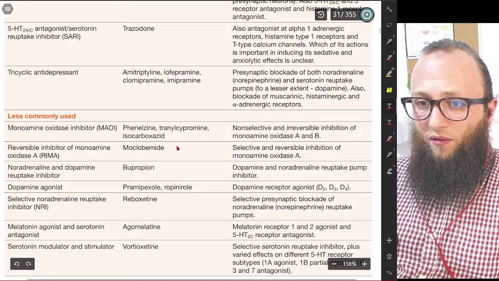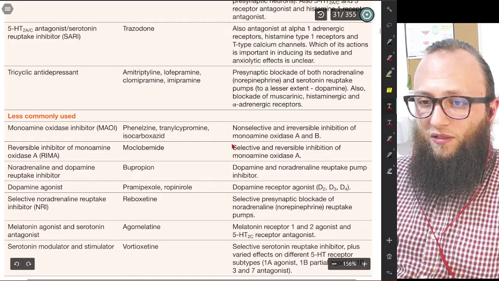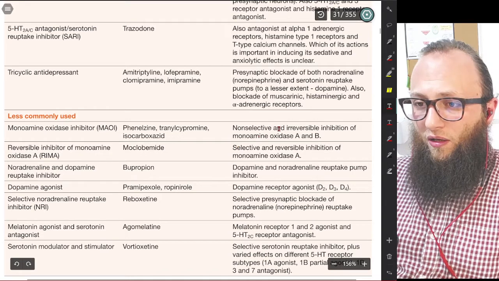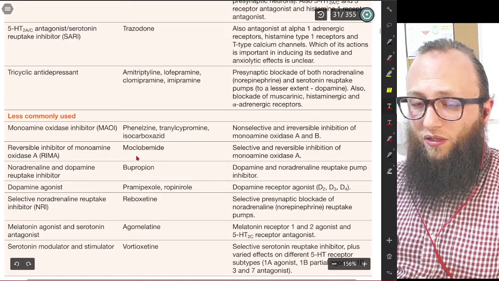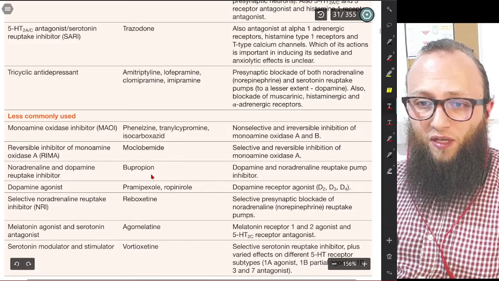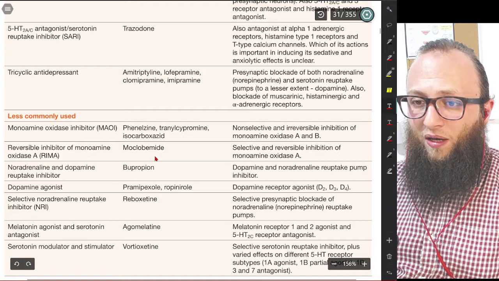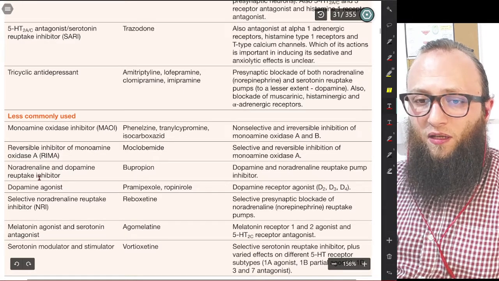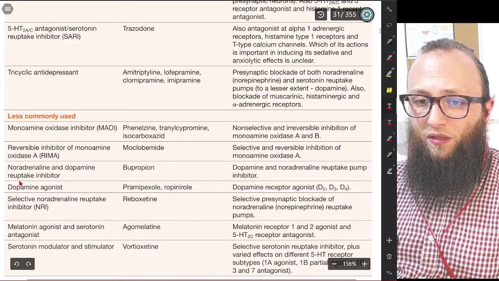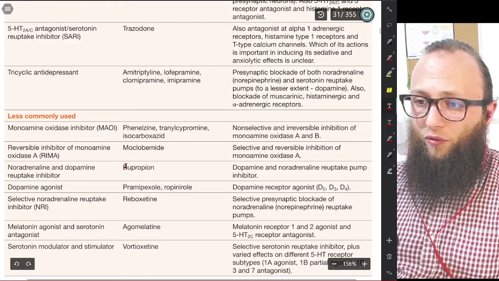tranylcypromine and isocarboxazid. They are selective and irreversible inhibitors of monoamine oxidase A and B. We have reversible inhibitors of monoamine oxidase A like moclobemide. We've talked about that. We have NDRIs, norepinephrine dopamine reuptake inhibitors. We have this example, bupropion.